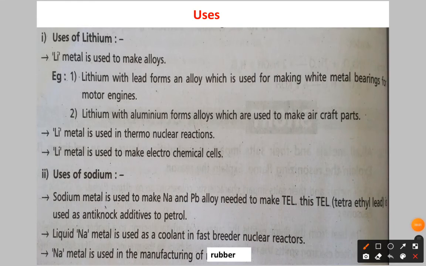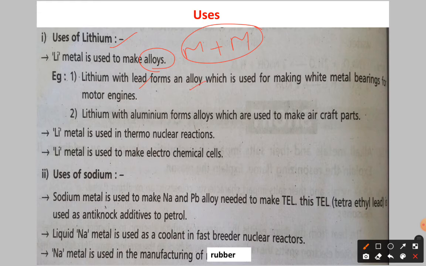Hello student, let us discuss uses of alkali metals. First we have lithium. Here lithium is used for making alloys. Alloys means what? One metal is mixed with another metal, that is called an alloy. So here lithium with lead forms an alloy.